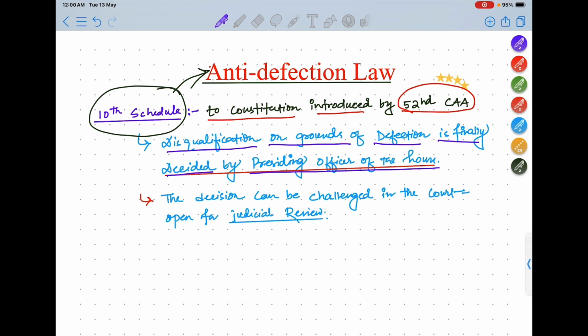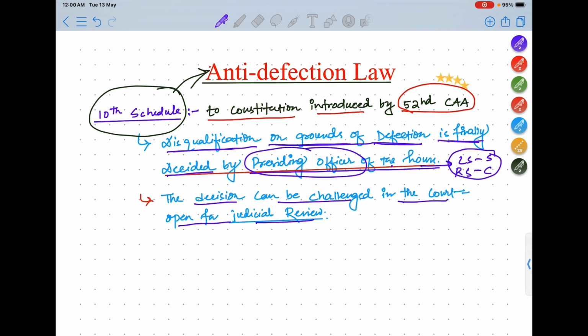From your exam point of view, you just need to know that the case of disqualification on ground of defection is decided by the presiding officer of the house. Of the house means in Lok Sabha it is the Speaker, and in Rajya Sabha it is the Chairperson. Next, the decision can be challenged in court, it is open to judicial review. So the decision of the Speaker and also the Chairperson can be challenged in the judiciary.